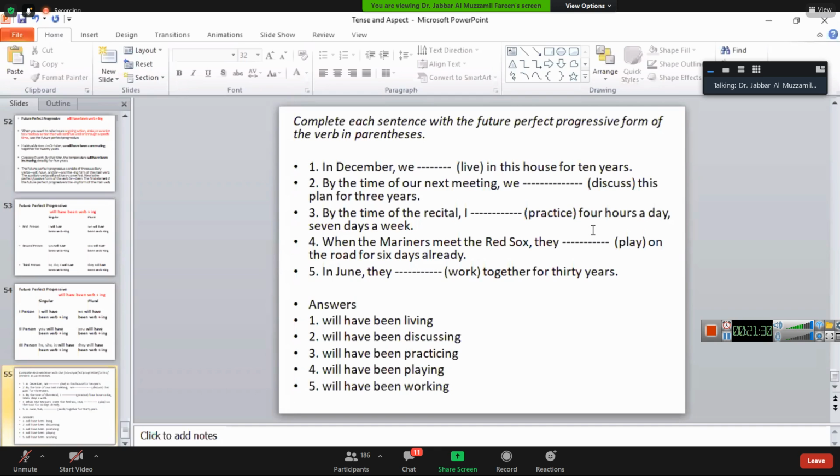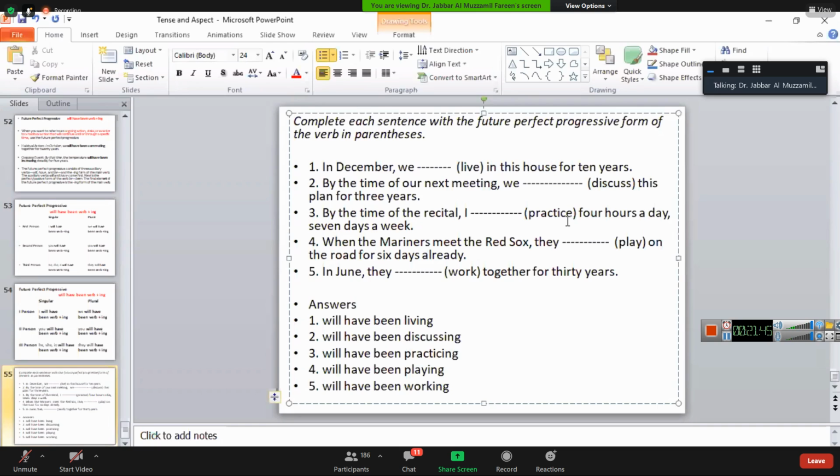By the time of the recital, I dash practice. I will have been practicing. Whenever I give this practice, it is the C form, so don't confuse yourself by writing S-I or C-E. Go with C-E. When the Mariners meet the Red Sox, they dash play. They will have been playing. Whenever future perfect progressive comes, will have been should automatically be in your head. So just write will have been, see the verb, and then make it with ing. That's all.